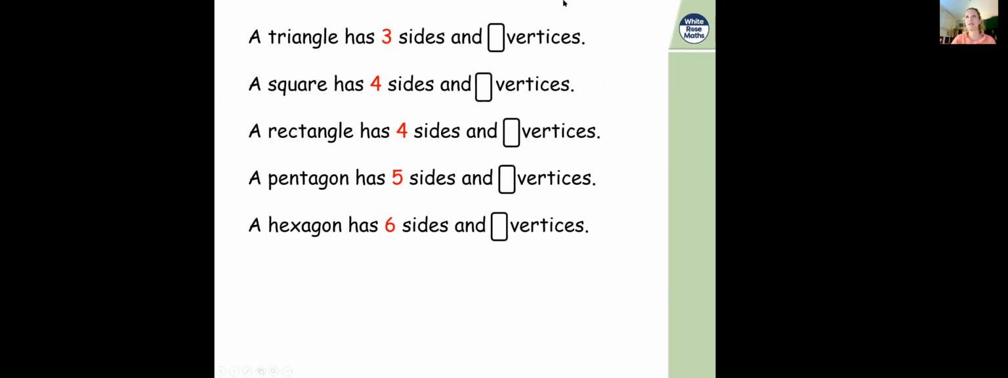Now, starting at the top, it says a triangle has 3 sides and something vertices. A square has 4 sides. A rectangle has 4 sides. A pentagon has 5 sides. A hexagon has 6 sides. We know that. So do they have the same amount of vertices?